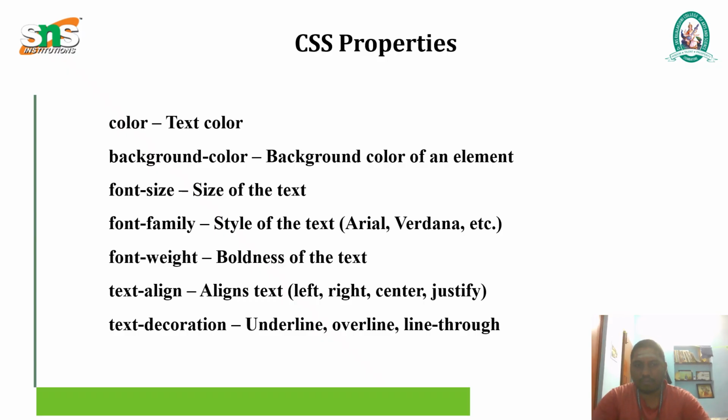Next is font weight, which is the boldness of the text, such as bold, italic, underline. Next is text align, which aligns text left, right, center, and justify. Next is text decoration, which is based on underline, overline, and line through. These are CSS properties.